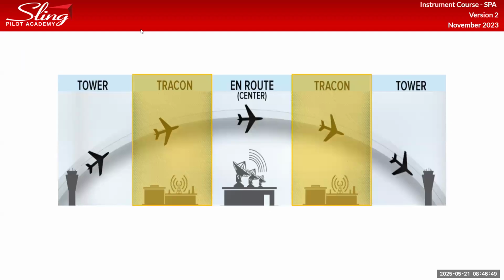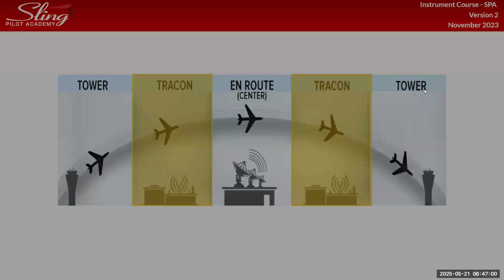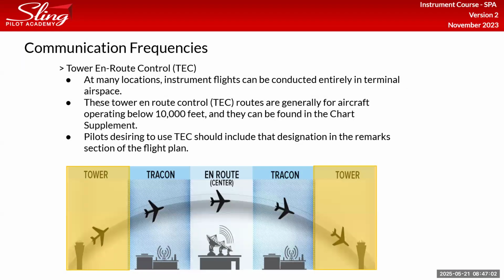Okay, so here's an example of what I just talked about, a route, right? You go tower to TRACON, then you might be on a center like LA Center, back to TRACON, and then to the tower at your destination airport. The center would be like SoCal or like LA Center. It's just another one of them, named differently.